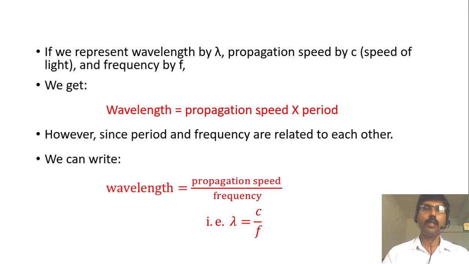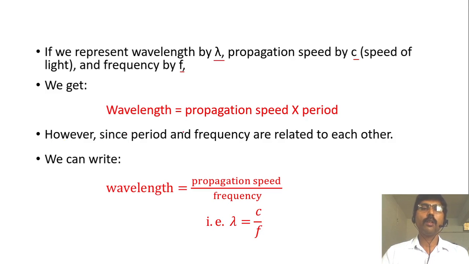How to calculate wavelength? If we represent wavelength by lambda, the propagation speed by c, and the frequency by f, we get wavelength is equal to propagation speed times period. Here this propagation speed depends on the medium. Different media have different propagation speeds.